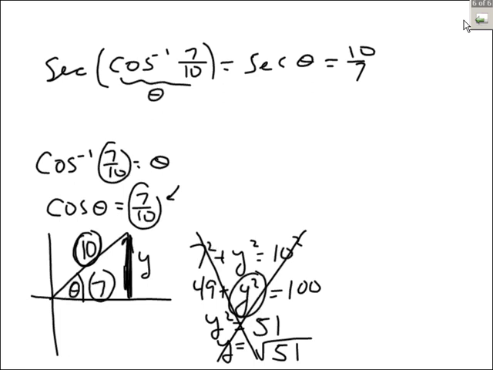Okay. So now, what if the trig inverse is on the outside? That is, what is the sine inverse of the sine of 20 degrees?